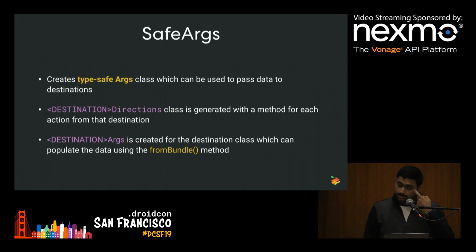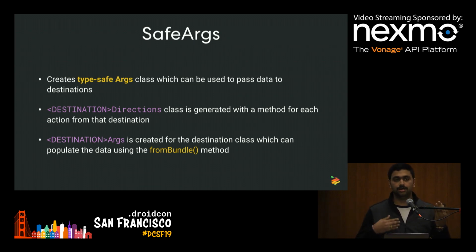Once you do that, Safe Args creates type safe argument classes for you. Instead of just working with bundles, you get to work with real classes with real types, and you don't have to do the guessing work anymore. It creates 2 different classes. One is a Directions class, and the other one is an Args class. Each action has 2 destinations: one is the source destination, and the other one is the target destination.